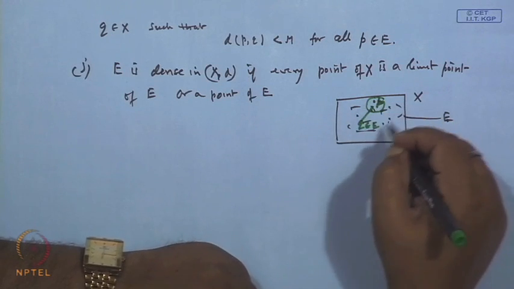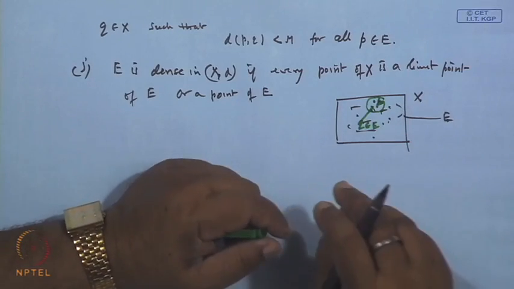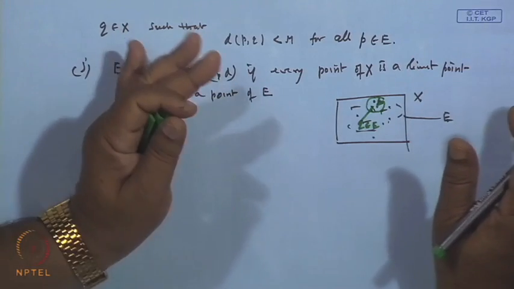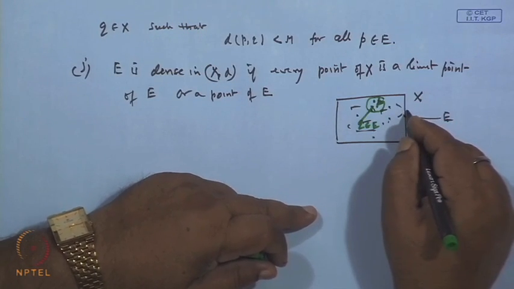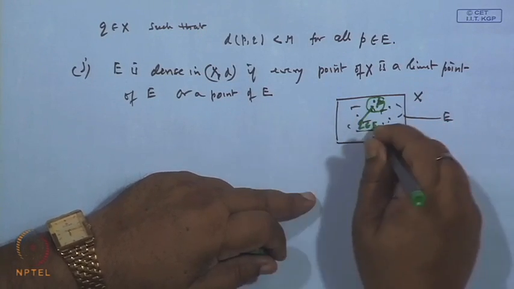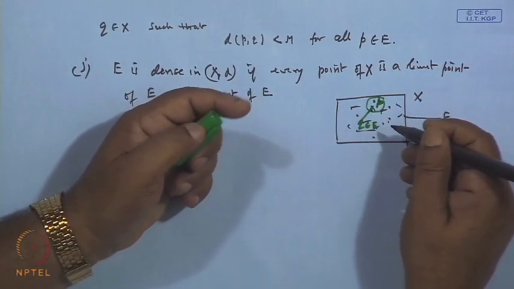So, in this case the element of X and element of E are so close to each other that you cannot separate them out. As soon as you take any X and draw a neighborhood around the point X, you will always find some point of E different from this, or maybe the point itself is a point in E. In such a case we say it is dense.